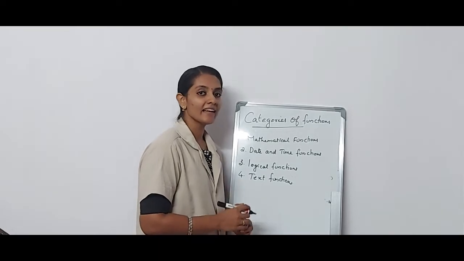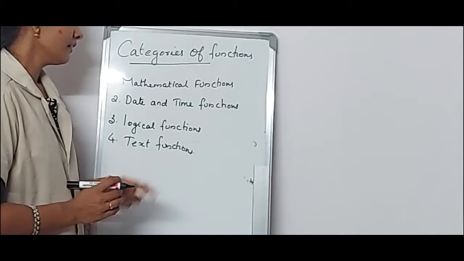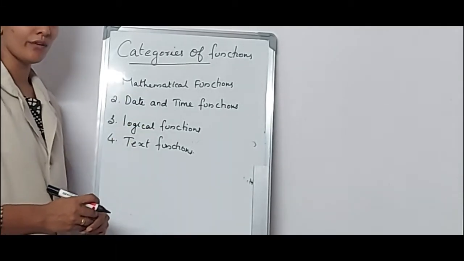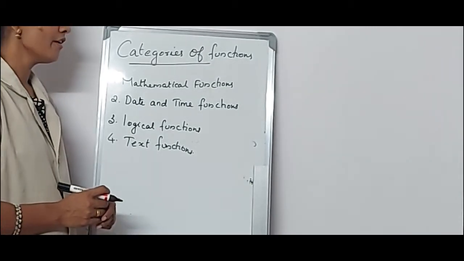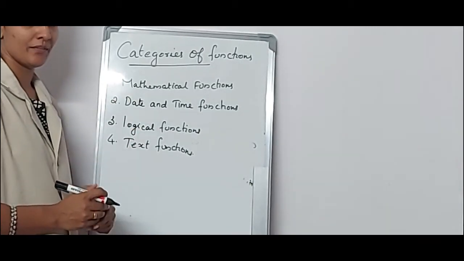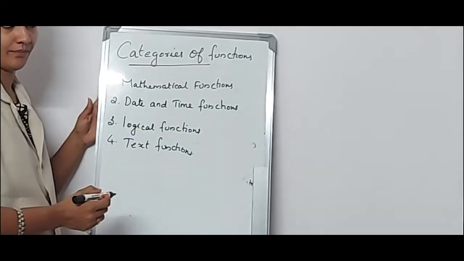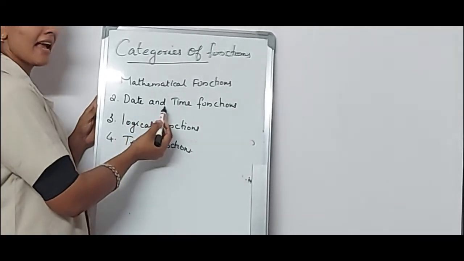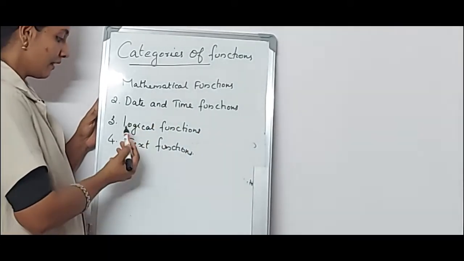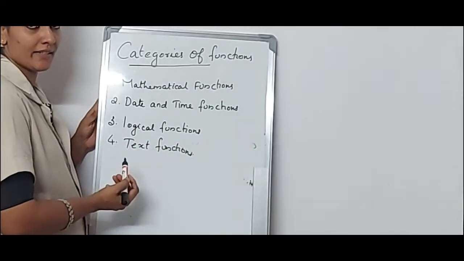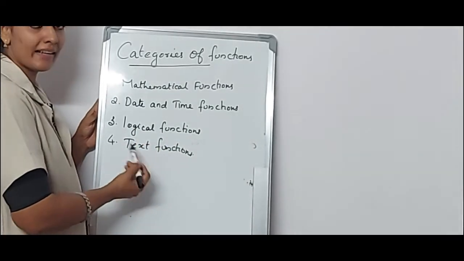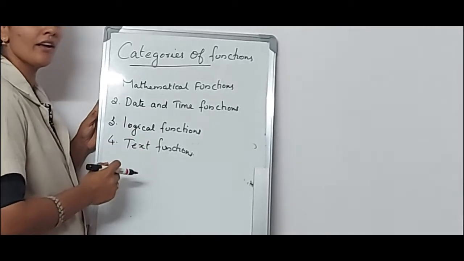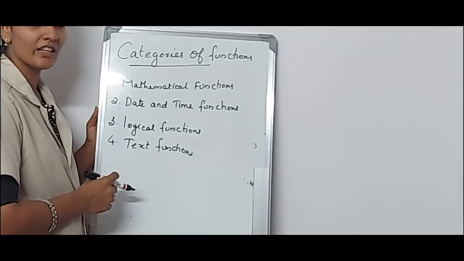Next is categories of functions. We can classify functions into four types. First one is mathematical function. Second one, date and time function. Third one, logical functions. Fourth one, text functions. So these are the four categories of functions.